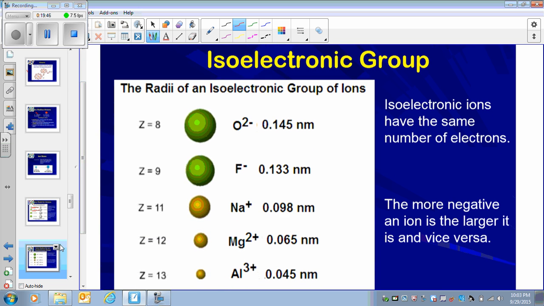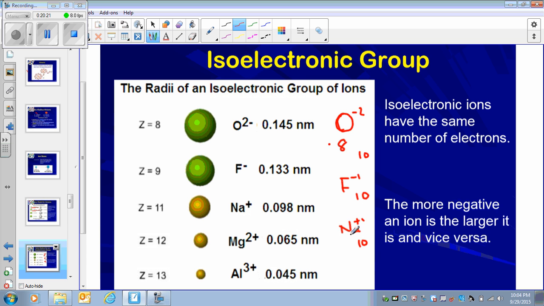So isoelectronic ions means when elements lose or gain electrons, they end up with the same number of electrons. Like for example, let's talk about oxygen. Oxygen has 8 electrons. So when oxygen gains 2, it has now 10 electrons. Fluorine has 9. When it gains 1, it has 10 electrons. Sodium has 11. When it loses 1, it has 10 electrons.